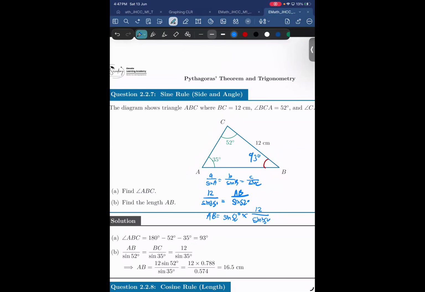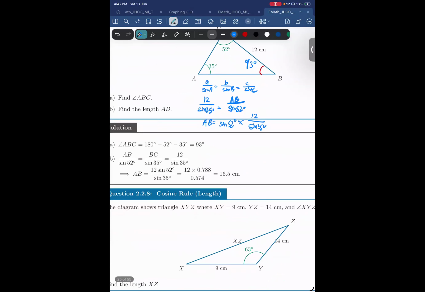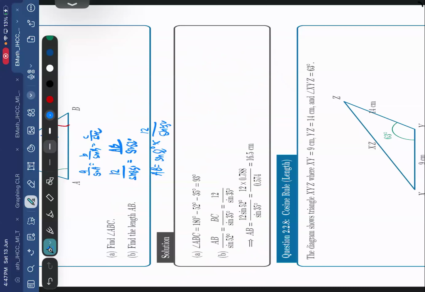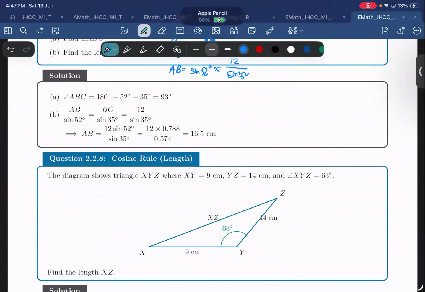Okay, then for this one, you can give it a try, how to apply the cosine rule. Maybe about 2 to 3 minutes more. It's very important to know how to use the sine and cosine rule and when to use it.